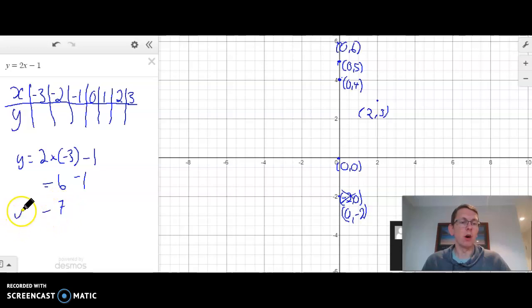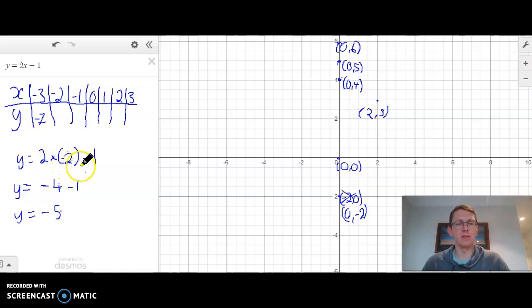Clearly, that will be what y equals. We put that value in our table of values to help fill it out. We're going to do this for all of these and substitute them in. We substitute -2 in. 2 times -2 is -4. Minus 1 is -5. We need to put that value again in our table of values.